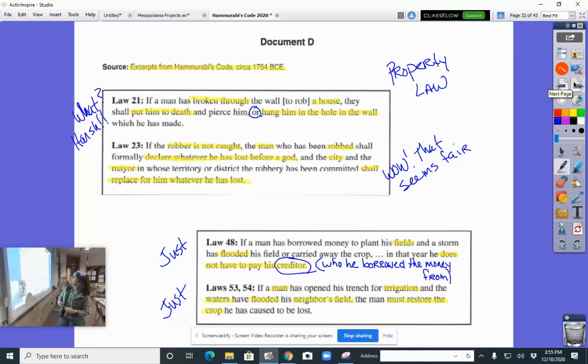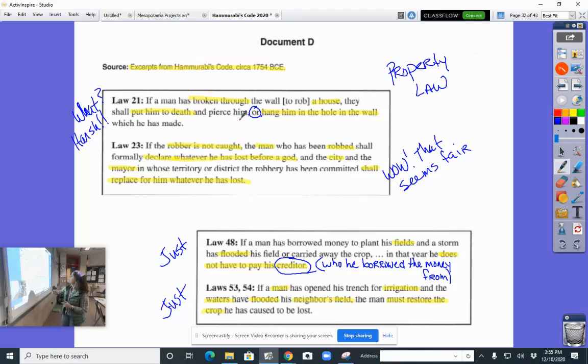This one's document D. Again, we look at the source, we highlight it: excerpts from Hammurabi's code, which, as we know, was created around 1754 BCE. We have Law 21. If a robber breaks through the wall of a house, what's going to happen to him? He gets put to death, and he gets pierced or hung through the hole that he created in the house. Some people might think that's kind of harsh. Others might say, you try to rob my stuff, you should be put to death.